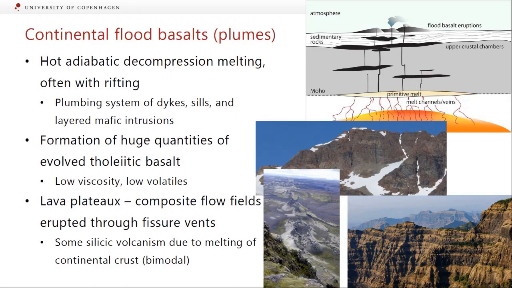Because we have a lot of basaltic magmatism and a lot of heat flow coming through the crust, we can actually melt the crust a bit, and you get something that's called bimodal volcanism, where basically you get basalt and rhyolite, but you don't really see andesites in the way that you would in a subduction zone.